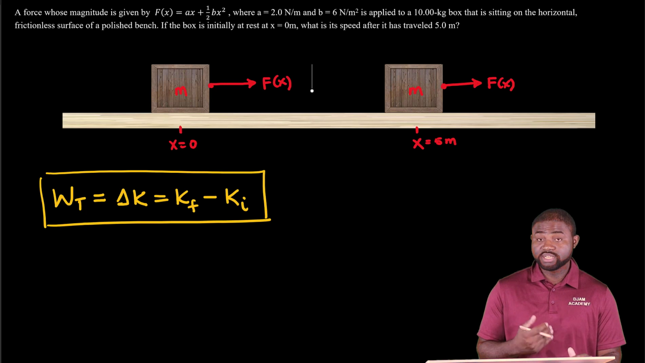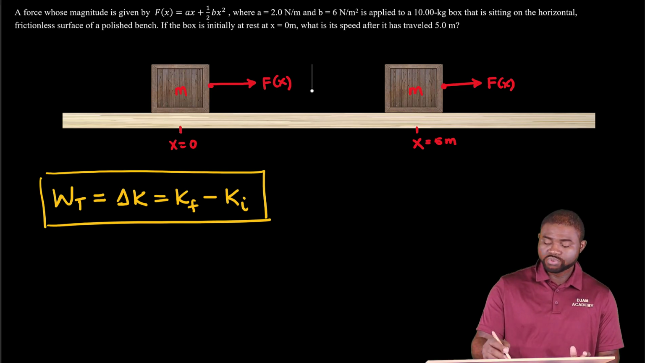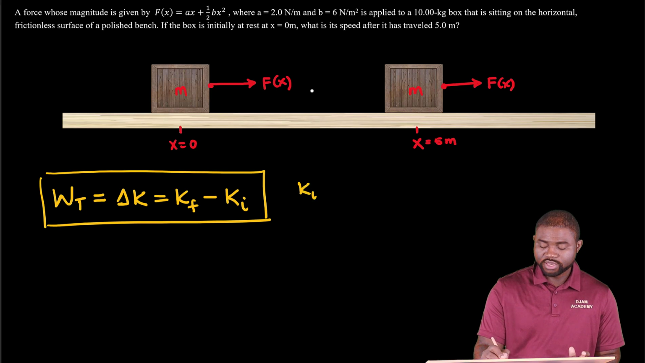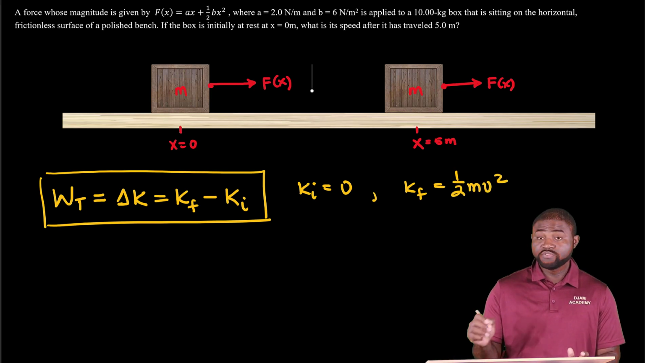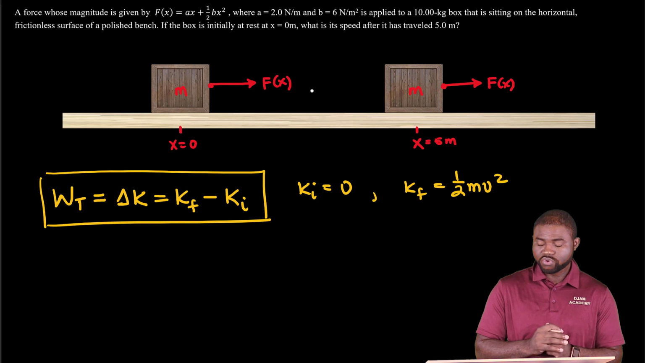Now we know that the initial kinetic energy of the box is 0 because it is initially at rest at x equal to 0. Now we want to calculate the speed of the box at x equal to 5. The initial and the final point pretty much have been chosen for us. So we know that KE initial is equal to 0, and we know that KE final is just going to be equal to 1/2 mv squared, where v is what we are actually looking for.